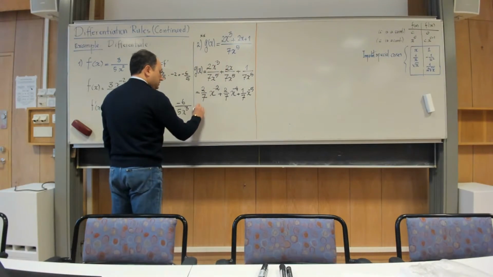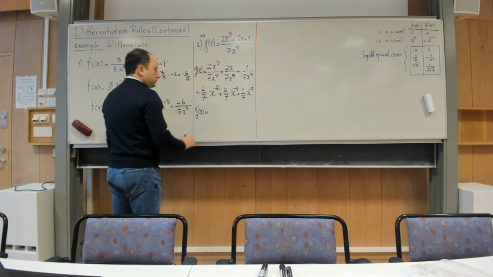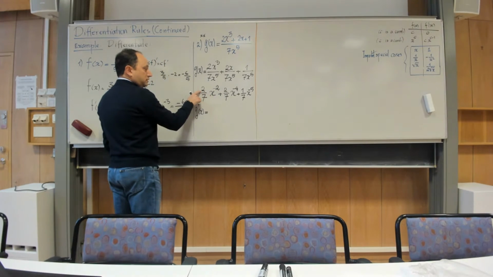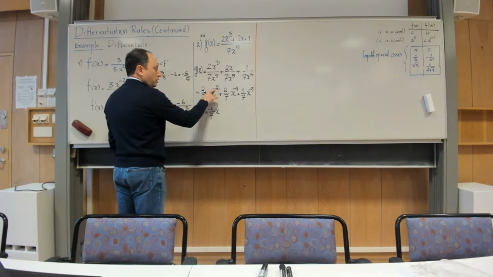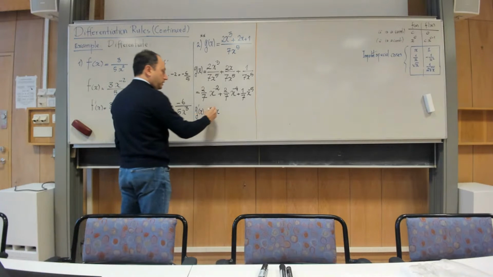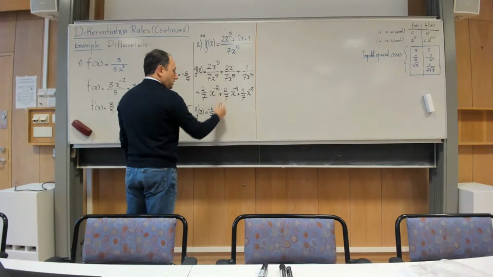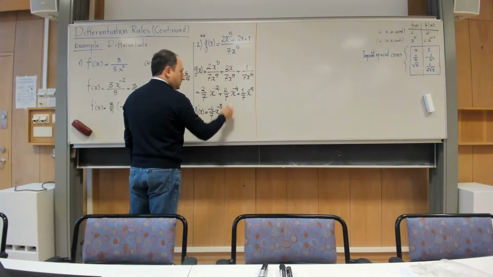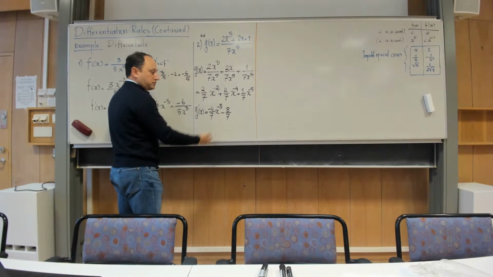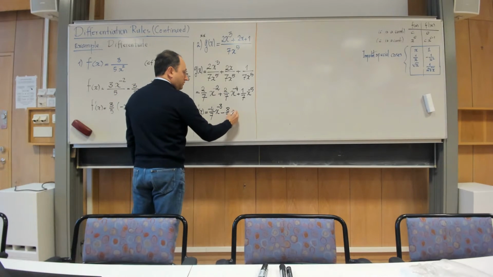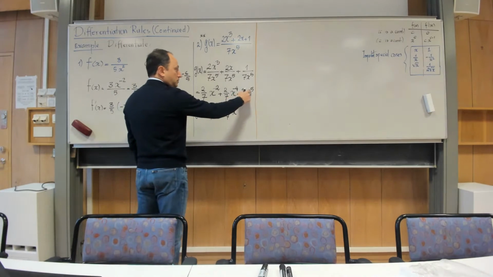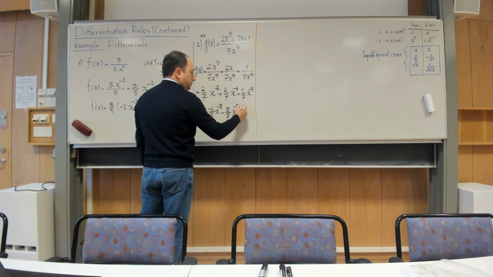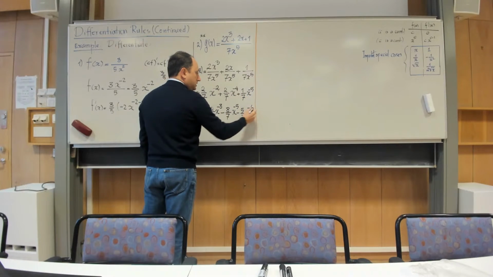So g prime of x is equal to, so minus 2 goes down, will be multiplied here, so it becomes minus 4 over 7, x to the power of 1 unit less. Minus 2 minus 1 is minus 3. The next one is minus 8 over 7, because minus 4 goes down, will be multiplied by 2. It gives me this number. And then I will have x to the power minus 5, 1 unit less. And then minus 5 goes down, so it becomes minus 5 times 1 divided by 7, x to the power 1 unit less, which is this number.